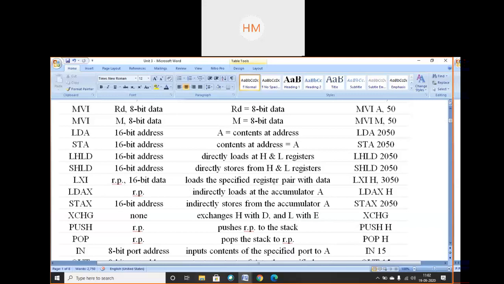What does the LHLD instruction do? This instruction will copy the contents of memory location 2050 hex, that is the data present at that location, into the L register, and the contents of memory location 2051 hex, that is the data present over there, into the H register. The opposite action will be done by the SHLD instruction.